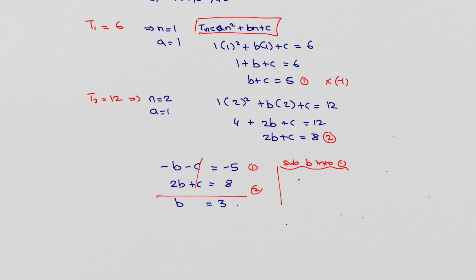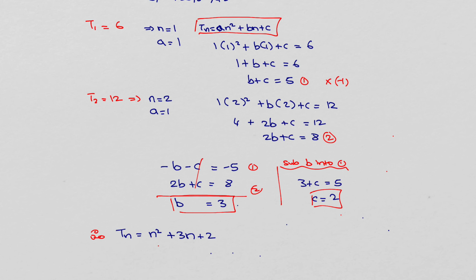So that gives us 3 plus c is equal to 5, and therefore 5 minus 3 is 2. So now we have a, we have b, and we have c. So all we have to do now is sub into our general term. So t of n is equal to an squared, so that's just going to be n squared, plus bn, so that's going to be 3n, plus c, which is 2.